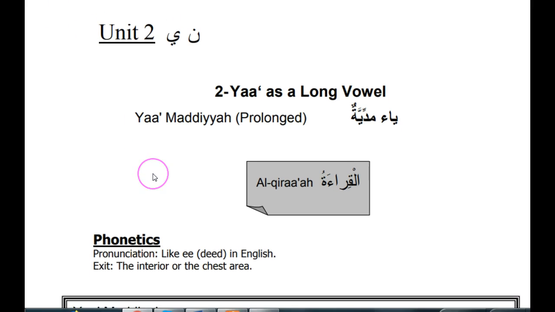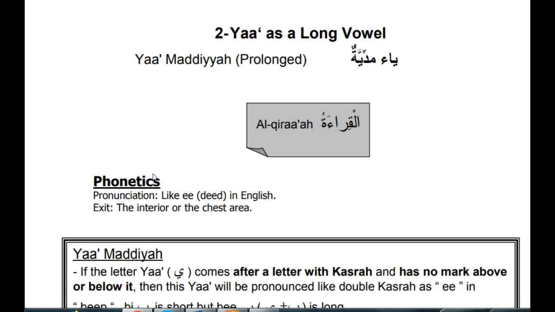Al-qira'a. The reading of this letter is like E in the word "did". See, like "did" is like long E. That's exactly what ya maddiya is. And the exit is the interior of the chest area. E. It's just a letter that comes out. It's like a kasra, like the sound of E, but long and from inside.